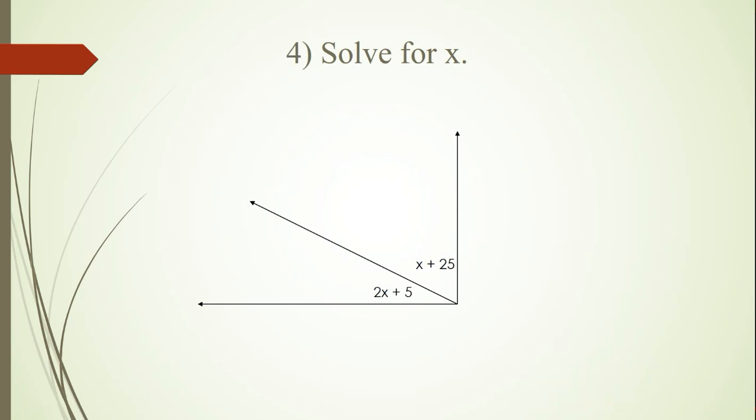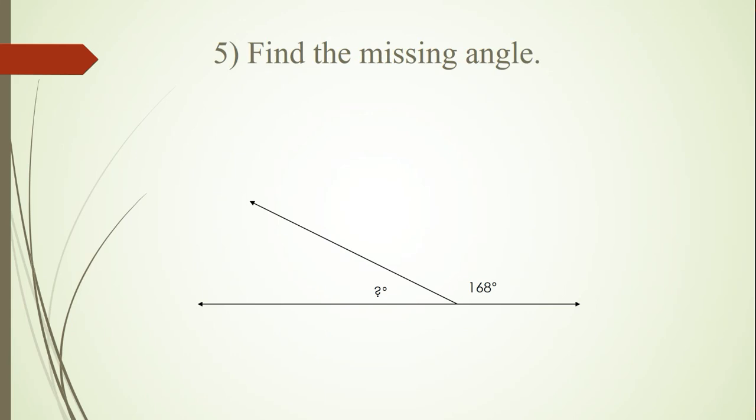There are more examples to that. This one also, it's complementary. Add them, equal to 90. If you do that, the answer will be equal to 20. Alright, let's have some others. This should sum up to 180. Then what should be the answer? We will just subtract 180 minus 168, and you get 12 degrees.